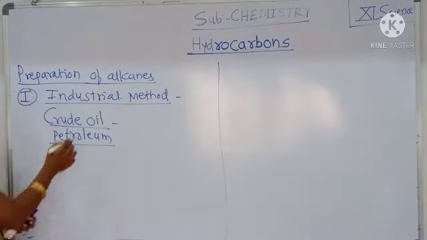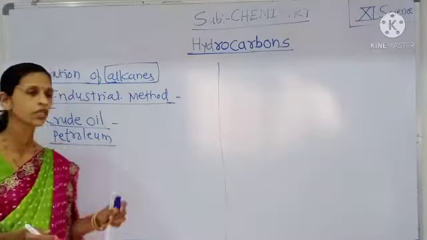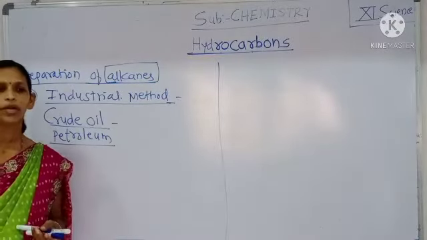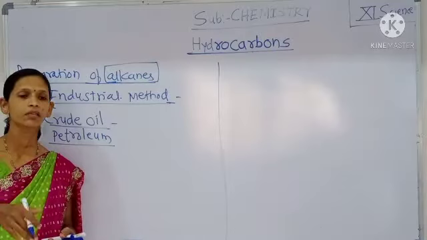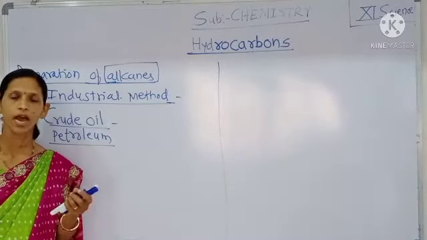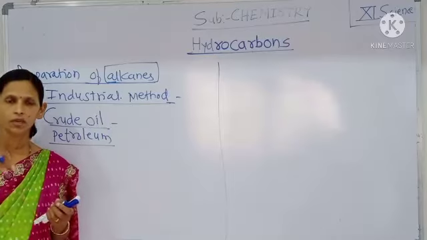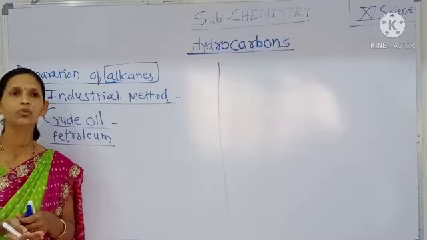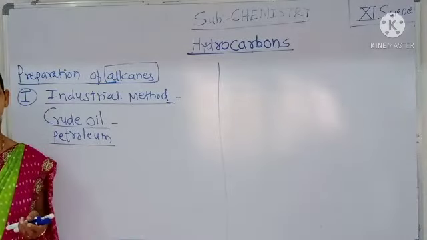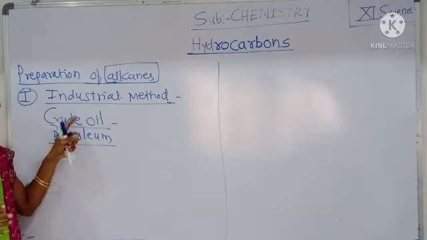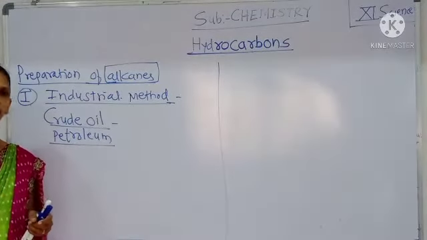So we study the industrial method of preparation of alkanes first. All of you studied about crude oil or petroleum. Petroleum or crude oil is obtained deep in the earth's crust. Because of high pressure and high temperature, dead plants and animals buried in the earth's crust are converted into crude oil or petroleum, and it requires lakhs of years, a long period. That means crude oil and petroleum are derived from dead plants and animals.